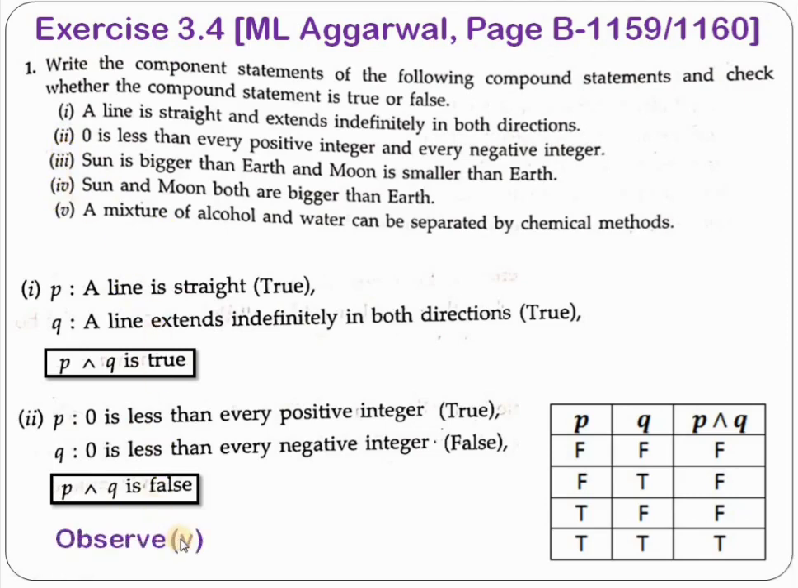So let us observe 5. 5 says a mixture of alcohol and water can be separated by chemical methods. Now just think whether you will be able to break this into two simple statements or not. My answer will be you will not be able to separate this, although there is the word "and", because they are talking about the mixture, right? Because of this mixture we cannot separate this into two simple statements. So we cannot talk about the truth value of sentence number 5 here.